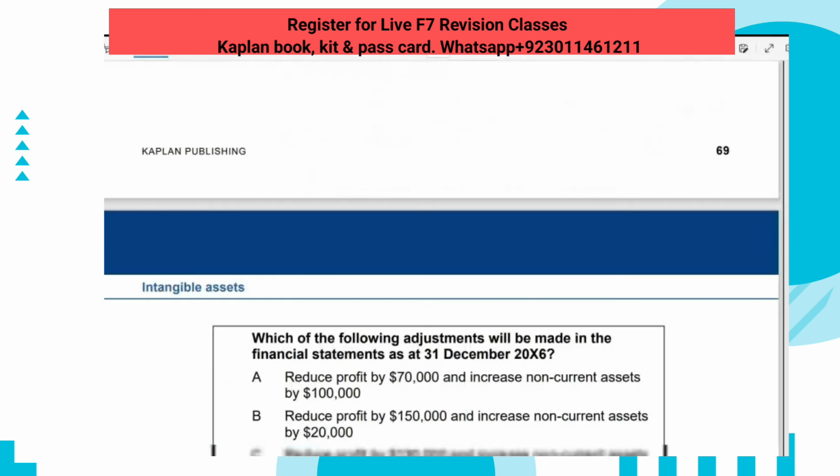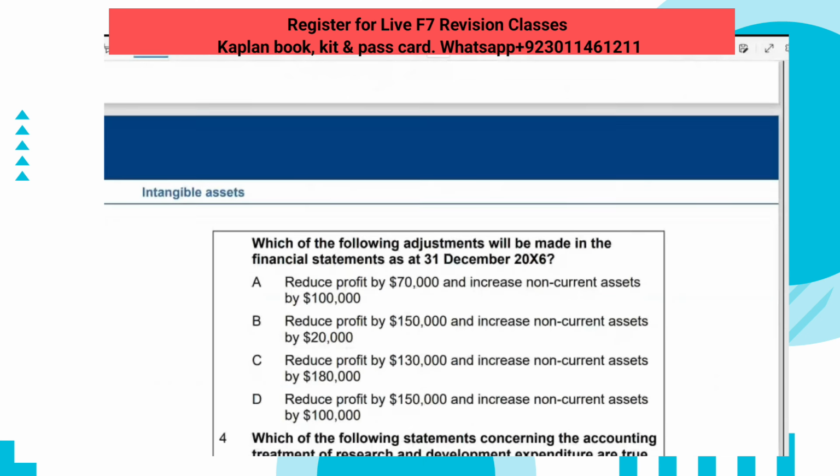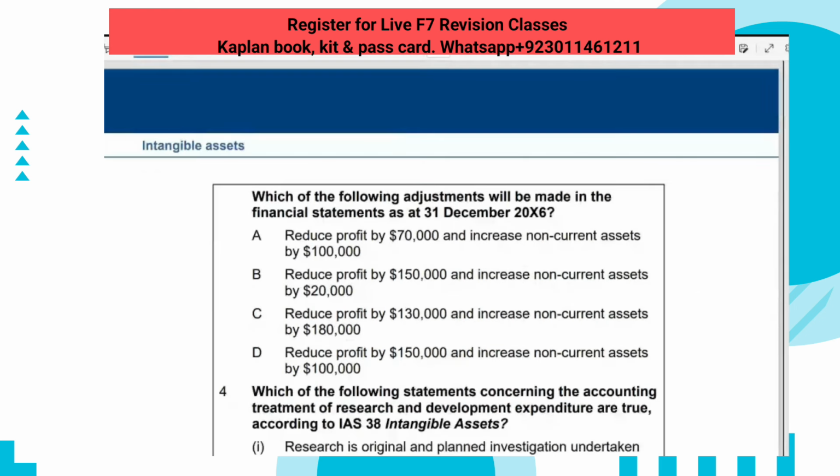Project C, 100,000 was spent on the project this year. This year the project meets the criteria of IAS 38 to be capitalized. Excellent. This is the option for project C that we need to recognize in our books of account.